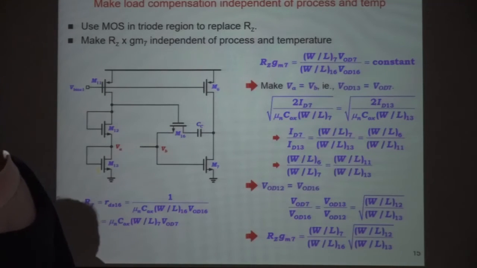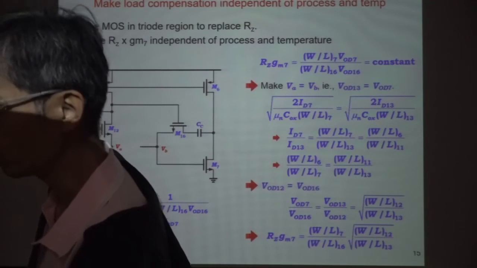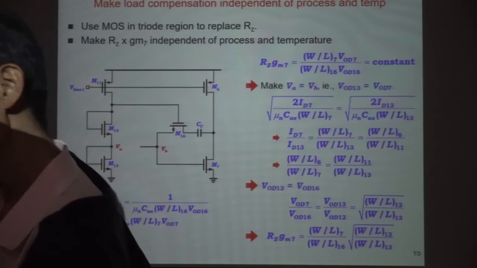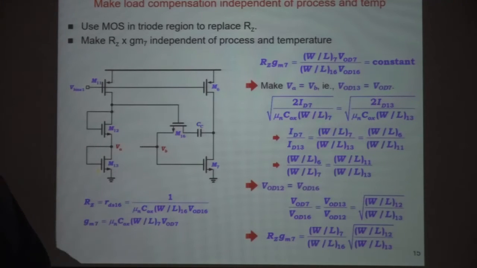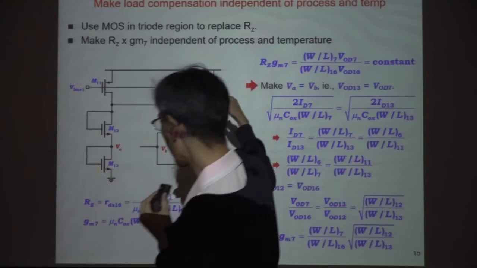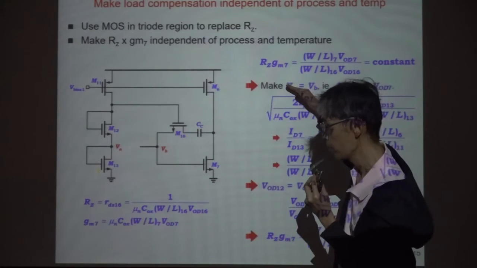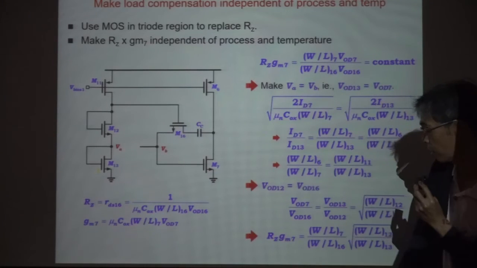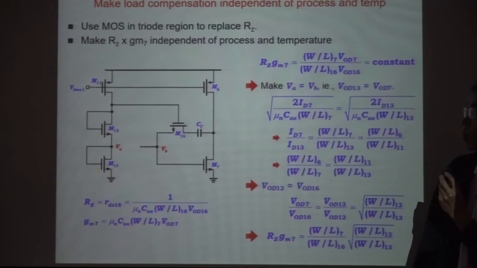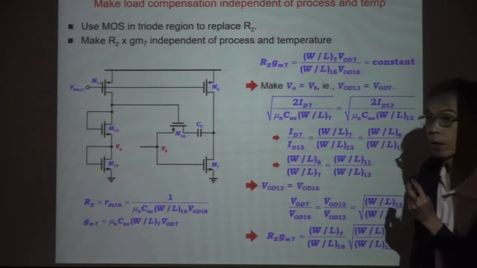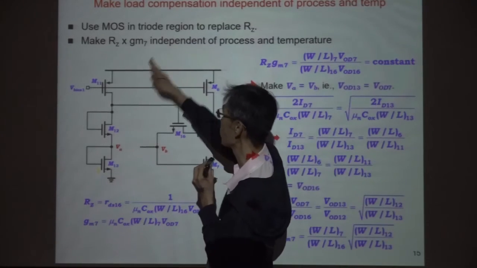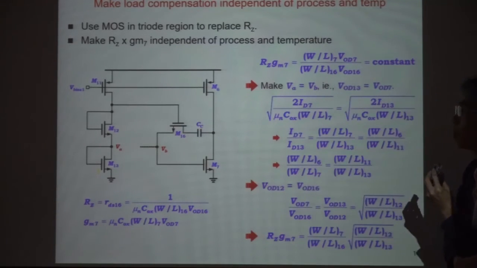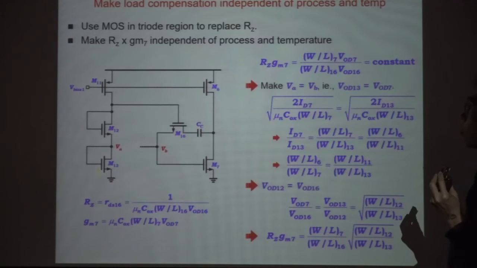Actually, I have laid out all the equations, but you just need to do the mathematics. Carry out the derivation, and practice by yourself. Then in the end, you will get this one. I mean, read this second. It makes gm7 independent of process and temperature.